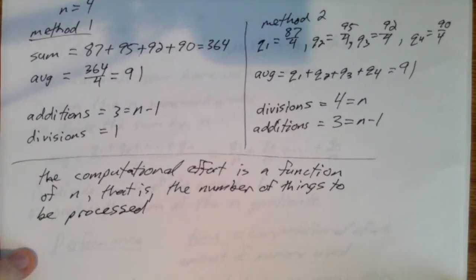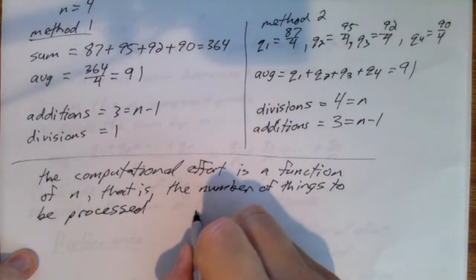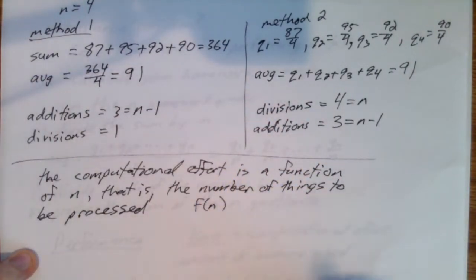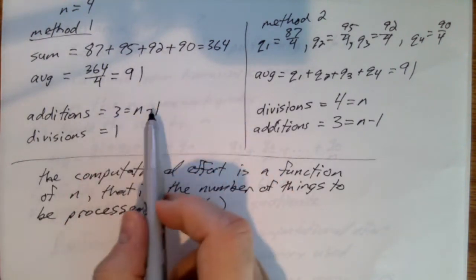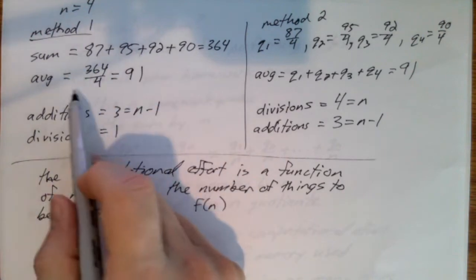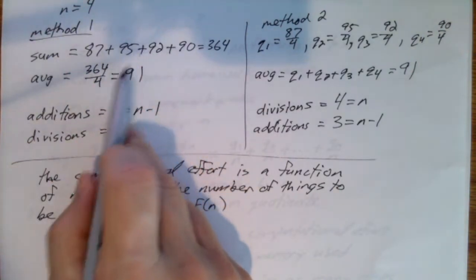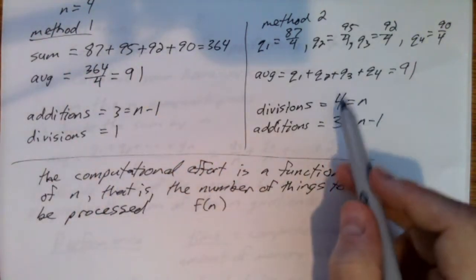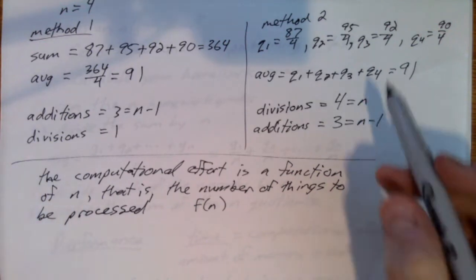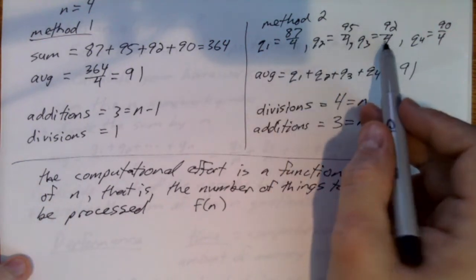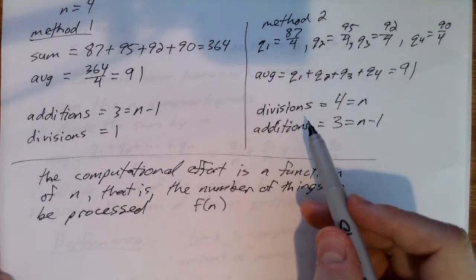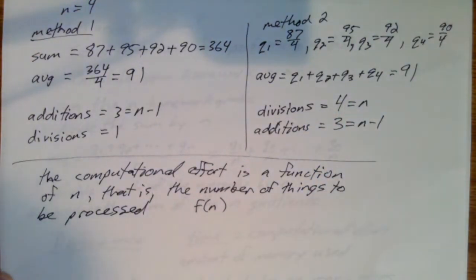Okay? So for a particular algorithm, the computational effort is a function of n. We saw that here. Once again, as n gets bigger, the amount of additions that we perform increases. Over here, as n gets bigger, the number of divisions increases as well as the number of additions. Okay? Let's look at another example that will help make this a little more clear, I think.